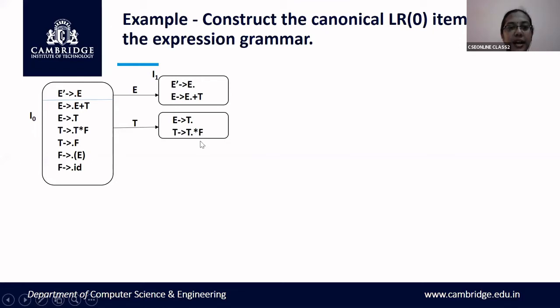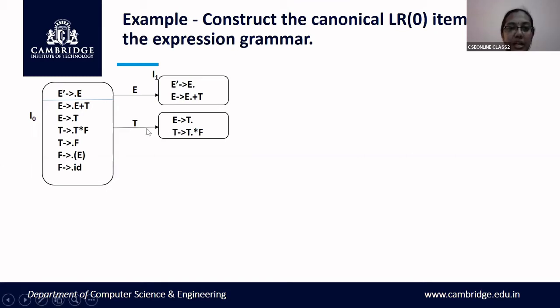Now check. Before going to the next transition, you have to check here. In the previous state, I1, you have E derives E dot plus T. Dot is followed by plus. Is plus a terminal symbol or a variable? Plus is a terminal symbol, so you cannot take its closure. And in the previous production rule, E dash derives E dot, dot is on the rightmost side. What does it mean when dot is on the rightmost side? It means that the parser has seen all the symbols in this production rule.